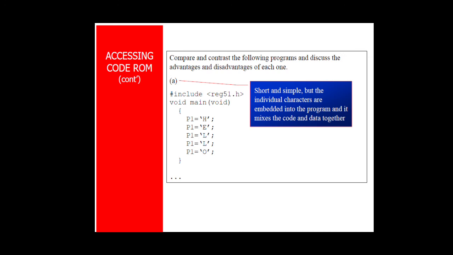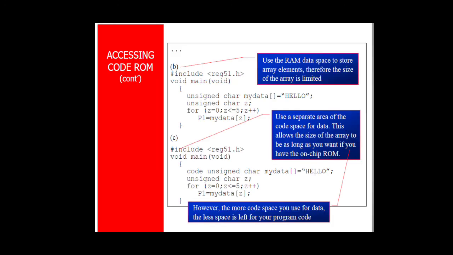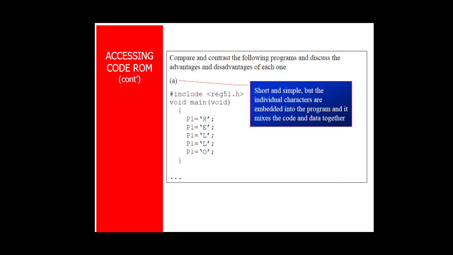Next, compare and contrast the following programs and discuss the advantages and disadvantages of each. Here one program is given, and in that we are sending the ASCII characters of the word hello to port 1. Here it is short and simple, but the individual characters are embedded into the program and it mixes the code and data together. Okay, so code space and data space are mixed together.